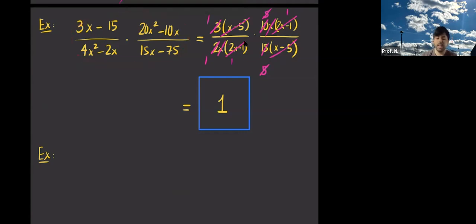2x minus 1. So everything cancels out, guys. If everything cancels out, you're not left with a 0. When you cancel, it means that you're dividing something by itself. So when you divide something by itself, you're left with the 1. So the answer here is 1. Good. Okay.